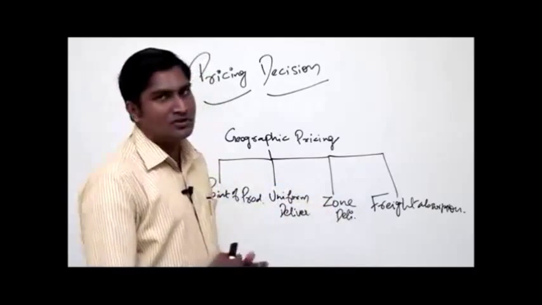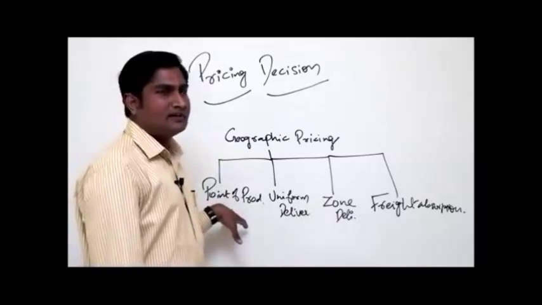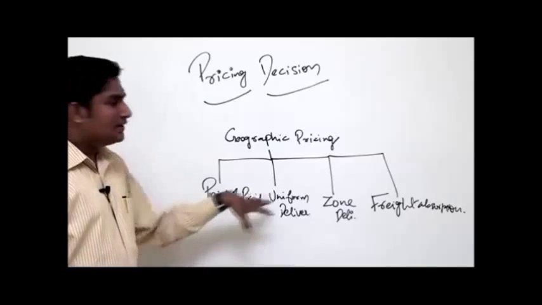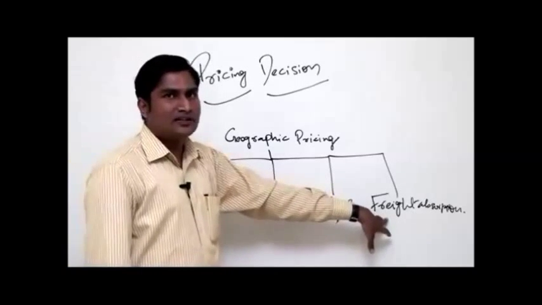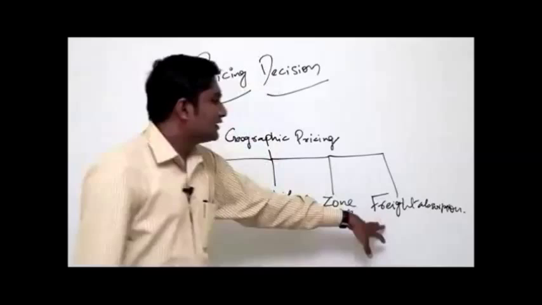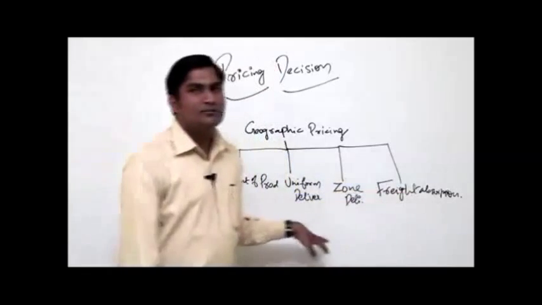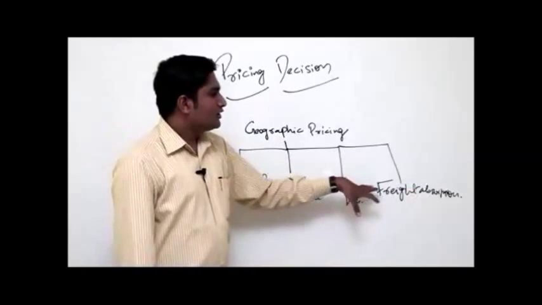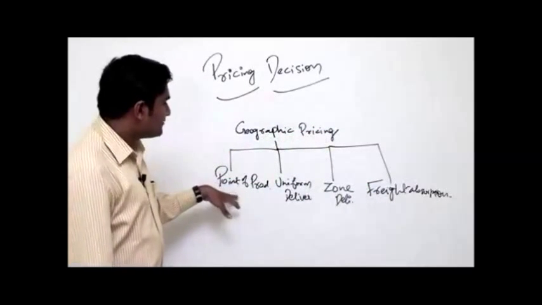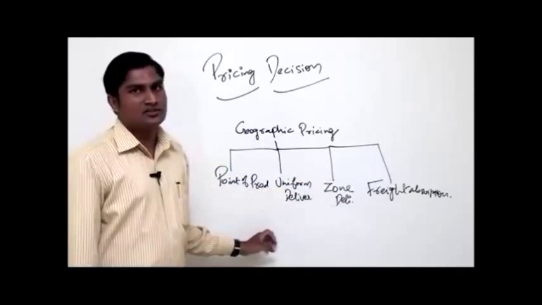Fourth one, freight absorption policy. In contrast to the point of production policy, where the price only recovers the cost of producing, not including freight, and the freight is paid directly by the client, here freight will be included in the price and it will change according to the geographic situation of the client. So this technique is just opposite to our first, the point of production technique. Here the freight is absorbed along with the price, so it will vary from client to client. So on the basis of geographic pricing, it can be classified into 4 types: point of production technique, uniform delivery, zonal delivery, and freight absorption strategy.